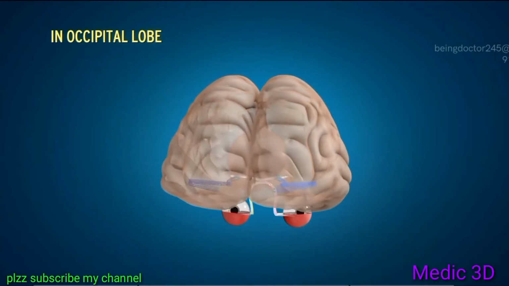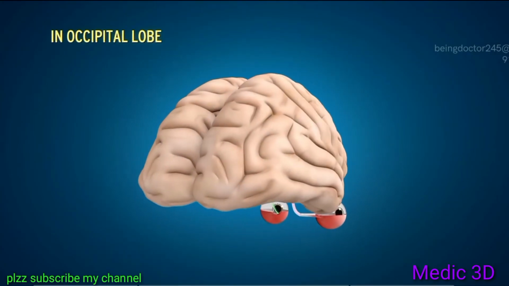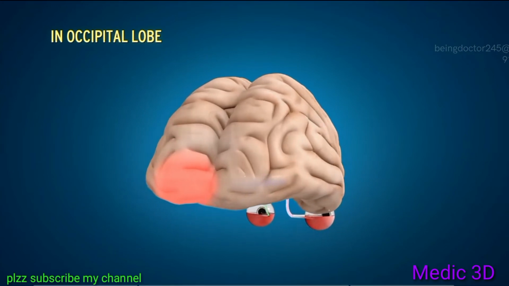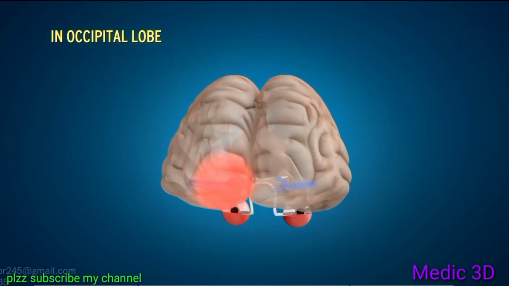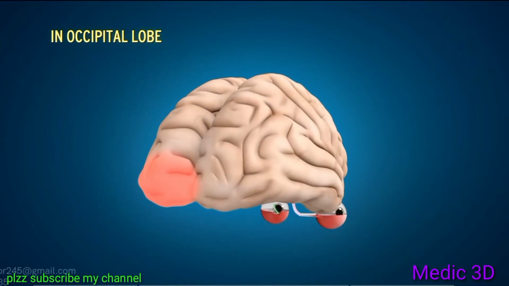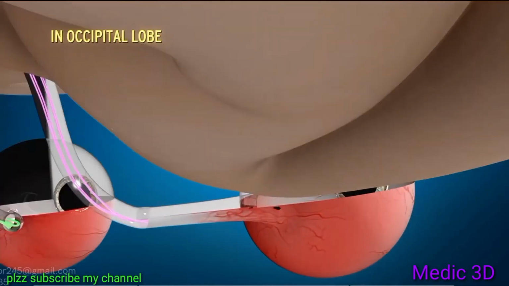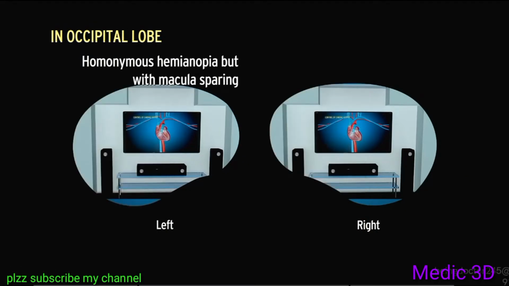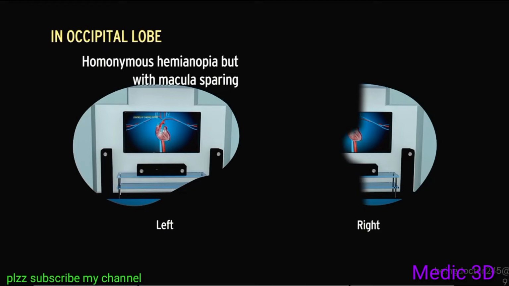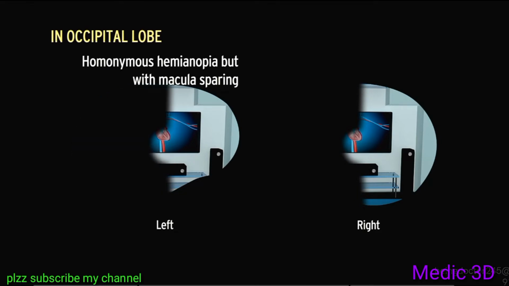In occipital lobe, unless the lesion is very extensive, a lesion in the occipital lobe of any one side will also lead to homonymous hemianopia, but with macula sparing. There will be loss of nasal field of vision on the same side and loss of temporal field of vision in the opposite eye.